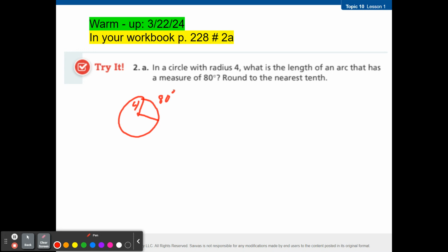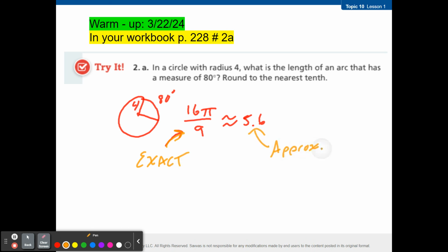So what did we get as an exact answer? I know it says round to the 10th, but you guys really need to get in the habit of possibly doing both. So what would the exact answer be here? Shane? 16 over 9 pi. Very good. So 16 pi over 9. And then you put that in your calculator and you should get an approximate answer of 5.6. So just to recap, this is an exact answer. This is our approximate answer. Okay? Any questions before we move on?